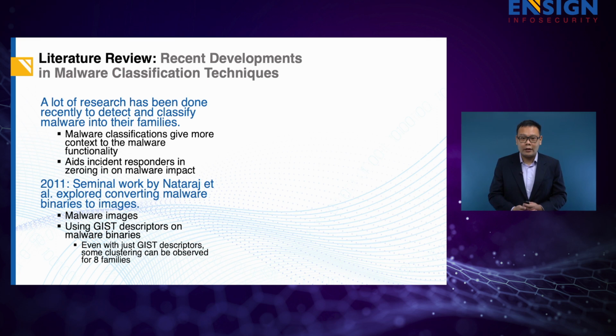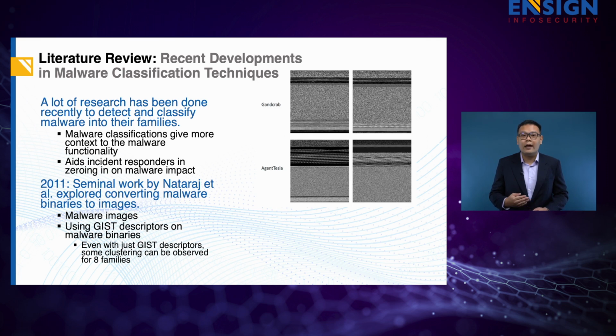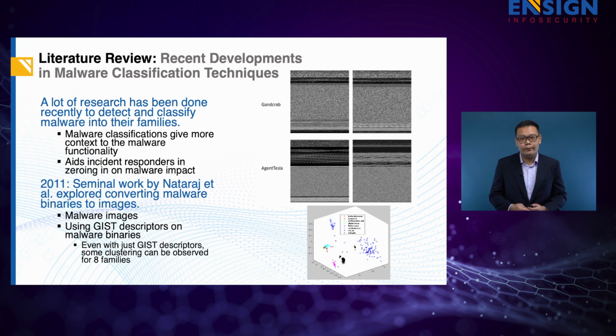In 2011, Nataraj published a seminal paper that showed the possibility of applying image analytics to the malware classification problem. In particular, he was the first to show that converting the malware binary to images, such as the 4 examples above, and then applying standard GIST descriptors, resulted in the ability to differentiate malware among the 8 families. Particularly, he showed that the embeddings of malware from these 8 families could be well clustered into 8 different clusters as shown in the diagram below.